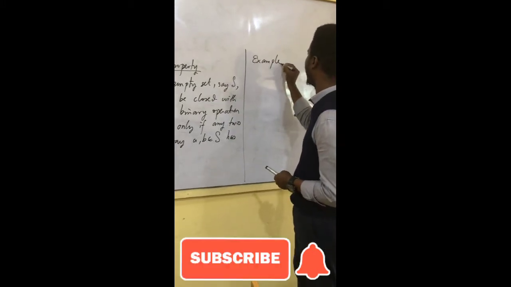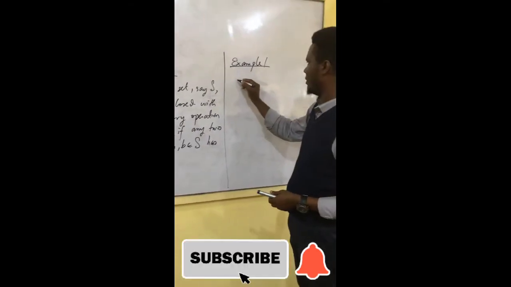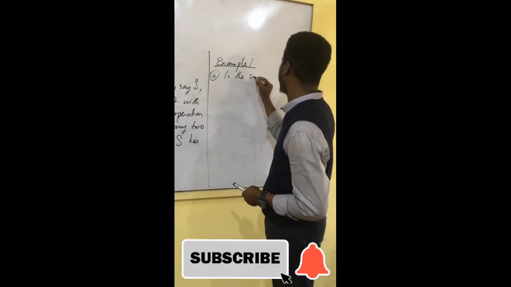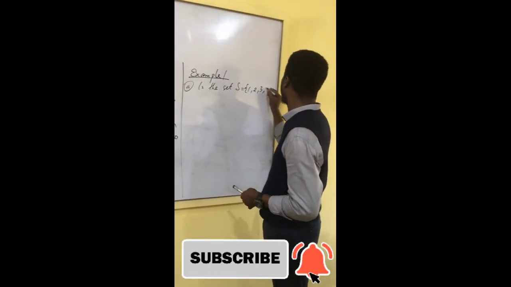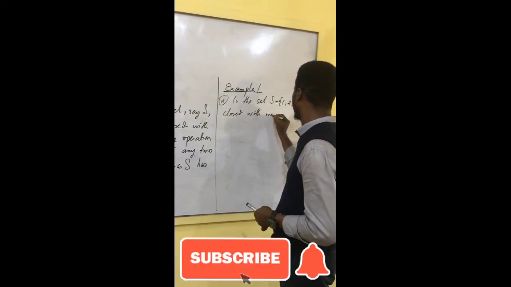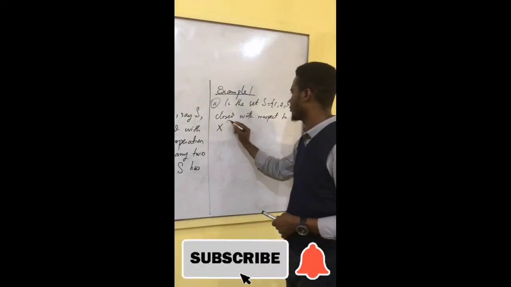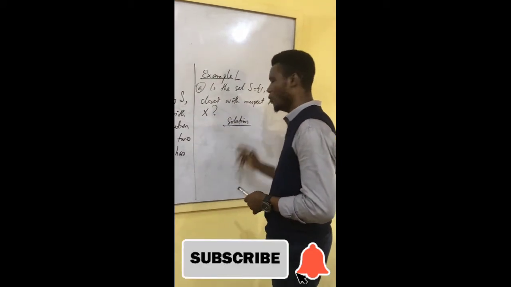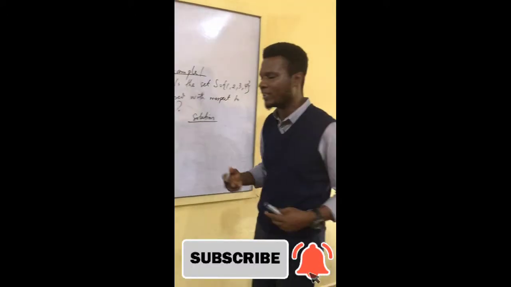Let us look at an example on this. Okay, I'm going to call this example 1. So let's see a first case on example 1. Is the set S containing 1, 2, 3, and 4 closed with respect to multiplication as a binary operation? The answer to this question is a point blank no. But let us see why the answer is no. This set is not closed with respect to a binary operation, and let's investigate why that is so.